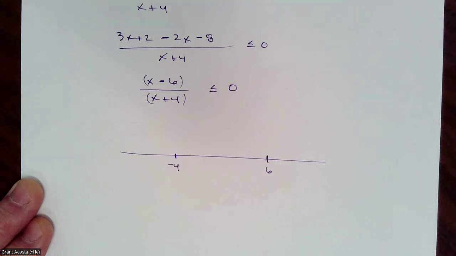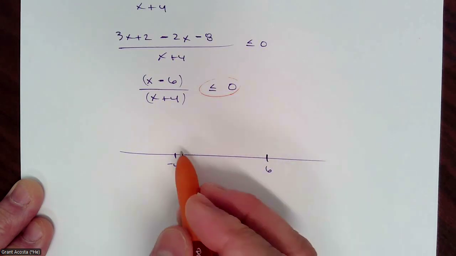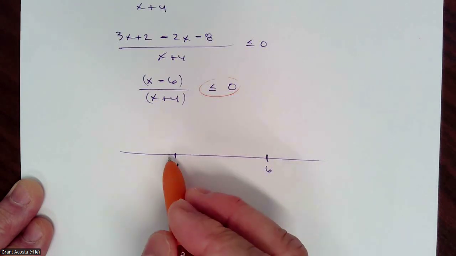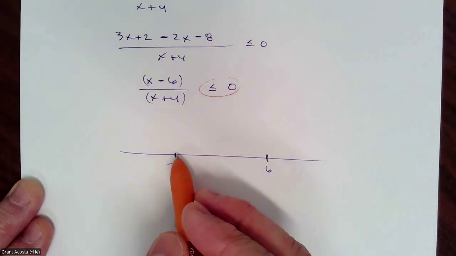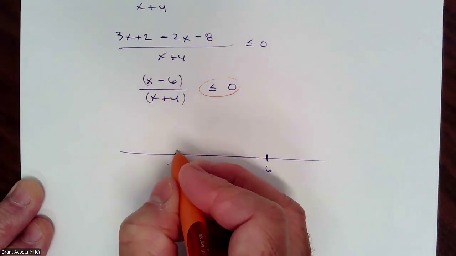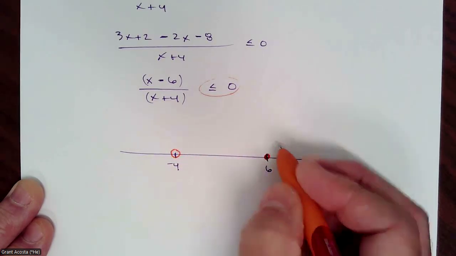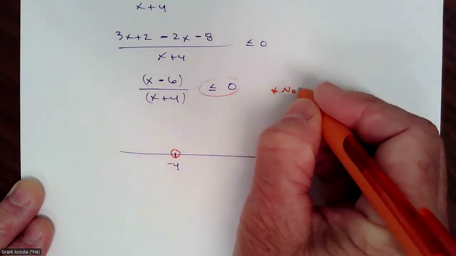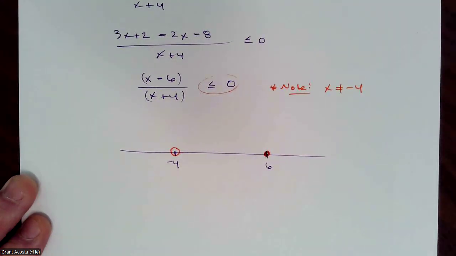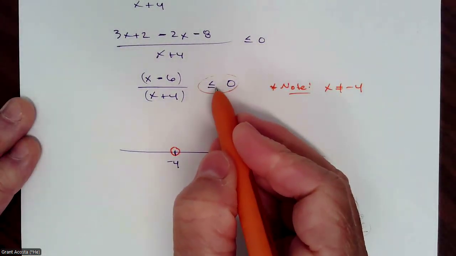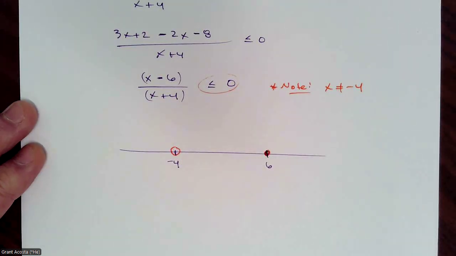And then I always recommend, look at this here. Since it says less than or equal to, that would normally mean including the numbers, but which one is not going to be included? Even though it says less than or equal to, hopefully you can see the -4 cannot be included, but 6 can be. Okay, so note x cannot equal -4. Now, if it just said less than without an equals, then they would both be open anyhow, and you wouldn't have to worry about that.